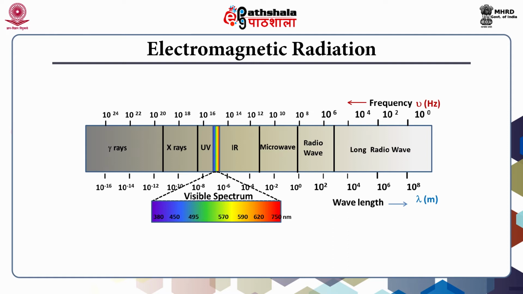Electromagnetic radiation or waves are composed of an electric vector and a magnetic vector, which oscillate in phase and at 90 degrees to each other, and both the vectors are also at right angles to the direction of propagation of the wave. Electromagnetic radiation radiates out from a source in all directions and is of different wavelengths.